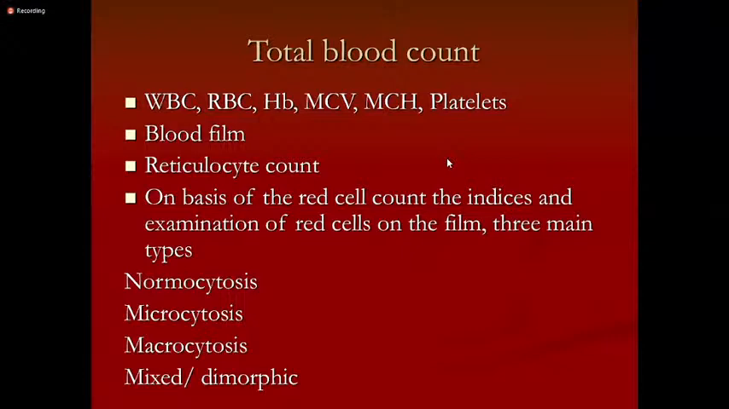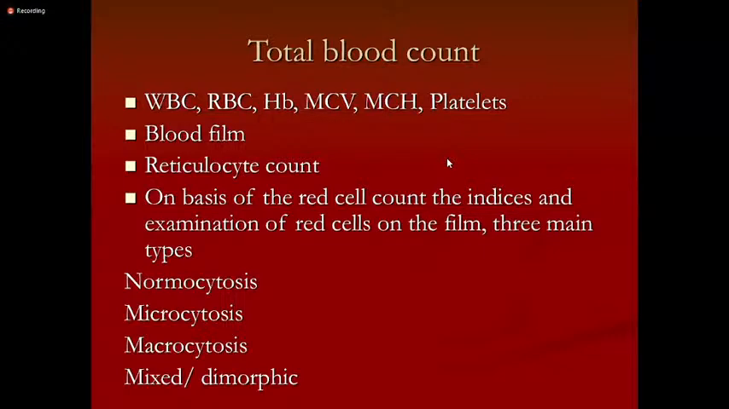We will, on the basis of this red cell count, values, and indices, and on examination of the red cell on the blood film, see three main types of red cell changes emanate: normocytosis, microcytosis, macrocytosis. In fact, there are times when we may get a mixed picture.